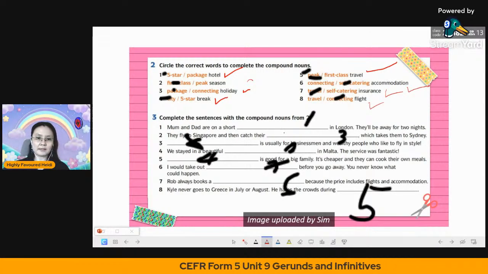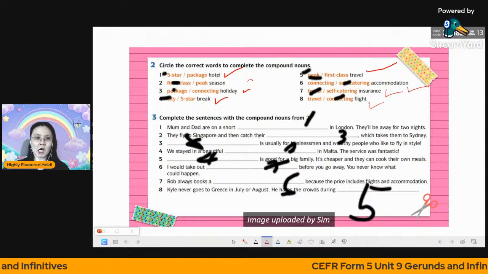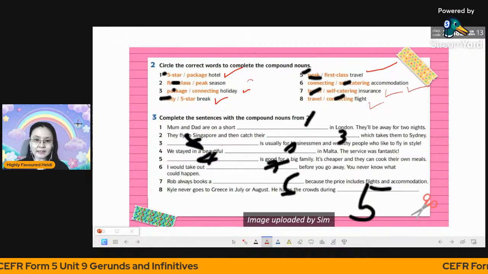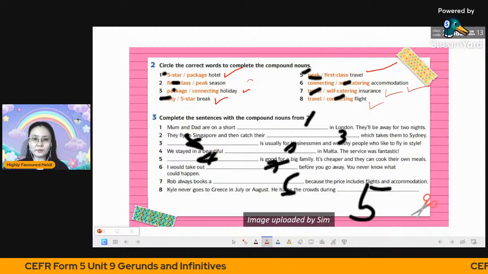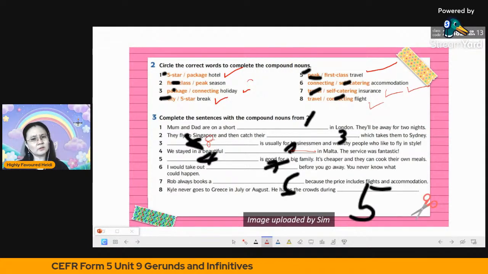So number one, mom and dad are on a short, a package hotel. No, they fly to Singapore and then catch their connecting holiday, a package holiday. No. Number three is what? I cannot see. I do not know what this is. Number eight is it? Travel flight is usually, no. We stay in a beautiful. This one is number two? I assume this is number two. This one is number eight. Number two, peak season. We stay in a beautiful peak season in hotel. No.